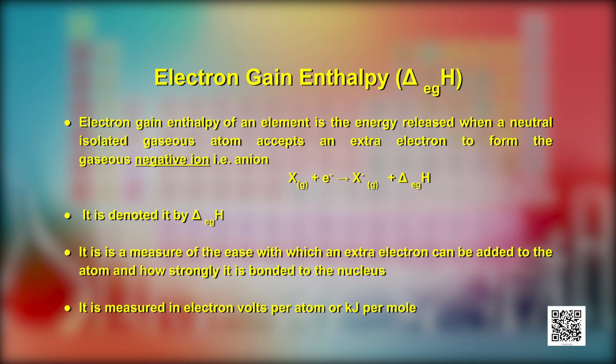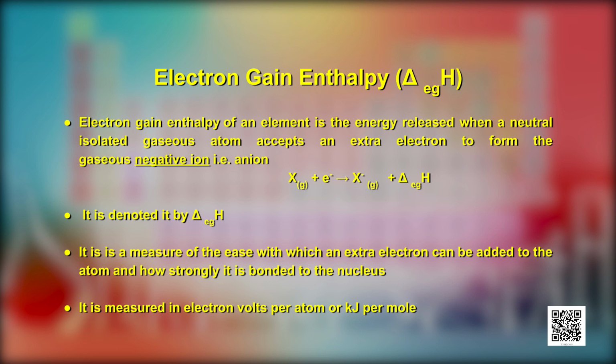We know that energy is required to remove the outermost electron from an atom because this electron is experiencing nuclear attraction. Similarly, if an electron is added to the atom, it will also experience attraction by the nucleus. When it experiences attraction, some energy is released. This is termed electron gain enthalpy. It is defined as the energy released when an extra electron is added to a neutral isolated gaseous atom to form the gaseous negative ion, that is, anion. It is denoted by delta Eg capital H.